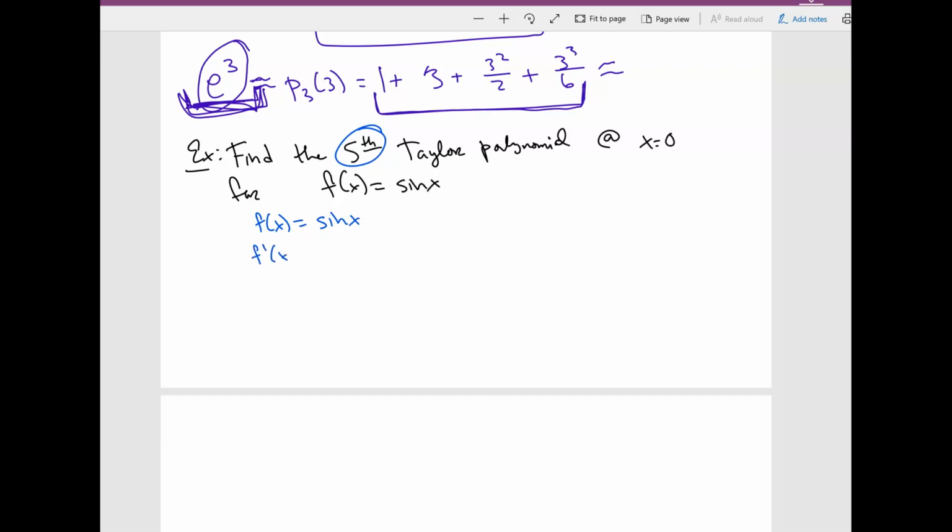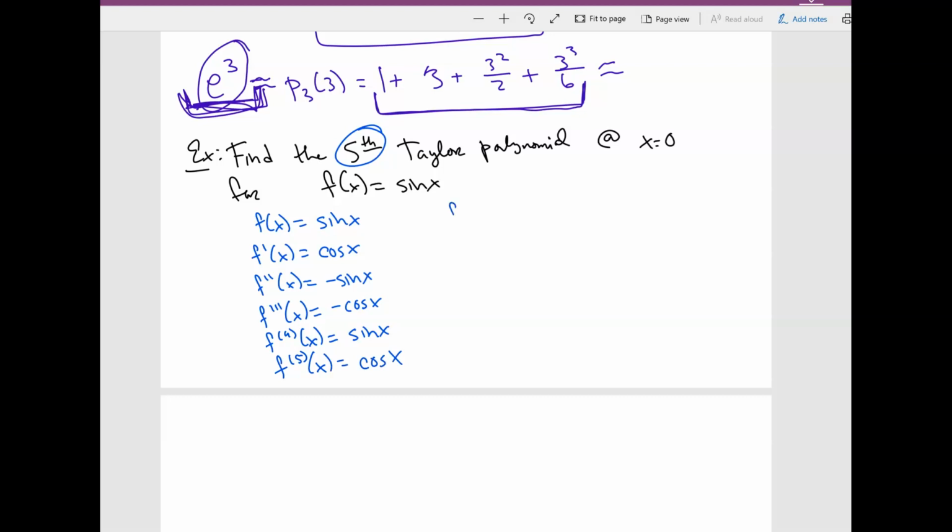So let's take the derivative of sine of x. That's going to give me cosine of x. Then take the second derivative. That's going to give me negative sine of x. Take the third derivative. That's going to give me negative cosine of x. Take the fourth derivative. That's going to give me sine of x, and then take the fifth derivative. That's going to give me cosine of x.